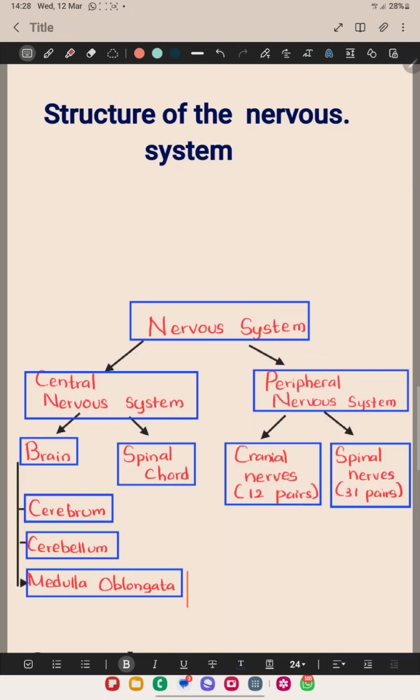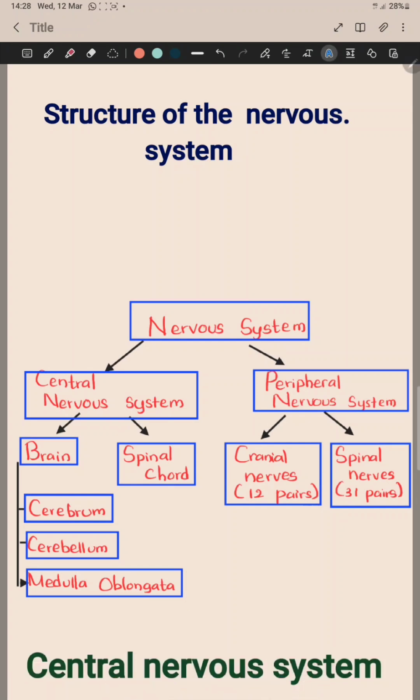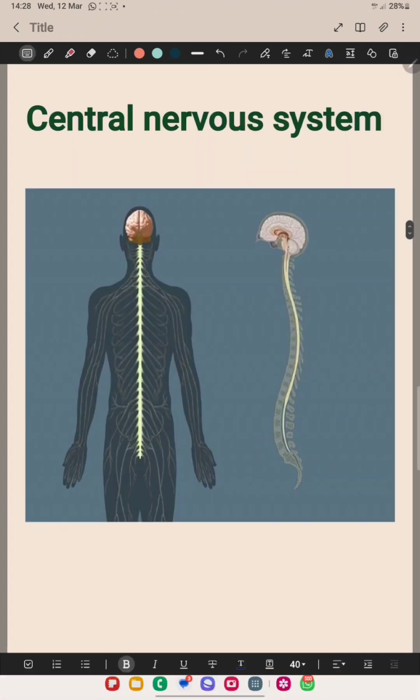To easily discuss the structure of the nervous system, we can categorize the nervous system into 2 parts. They are the central nervous system and the peripheral nervous system. The central nervous system consists of the brain and spinal cord, and the peripheral nervous system consists of cranial nerves and spinal nerves. There are 12 pairs of cranial nerves and 31 pairs of spinal nerves.